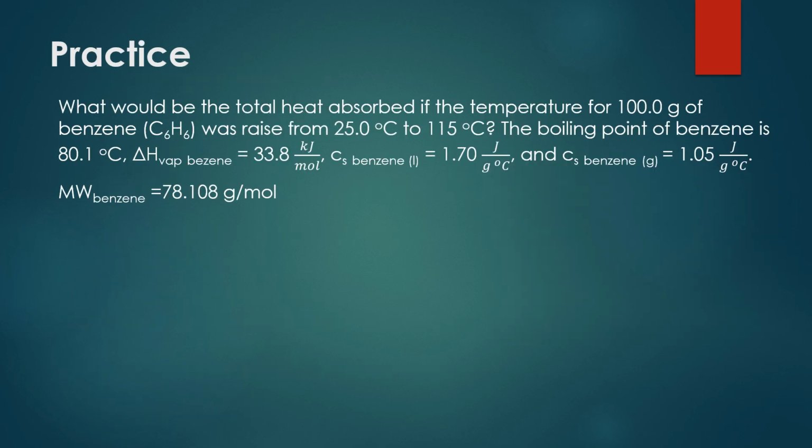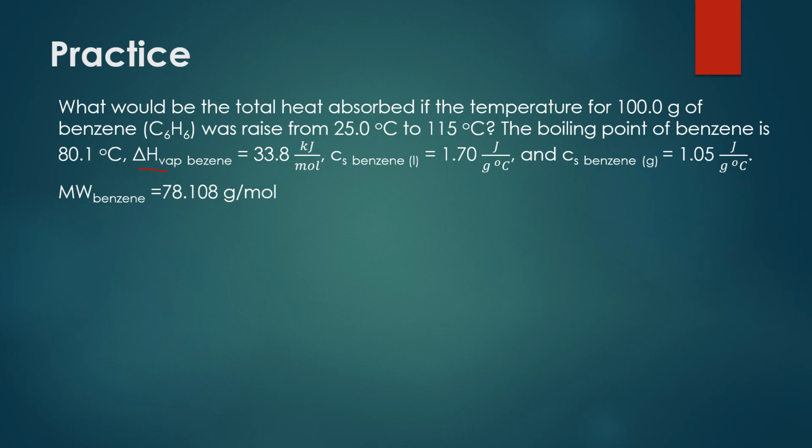Let's do a practice problem and apply some of these concepts that we saw on the previous slide. So in this question, it says, what would be the total heat absorbed if the temperature for 100 grams of benzene was raised from 25 degrees Celsius to 115 degrees Celsius. It gives us the boiling point of benzene. It gives us the change in enthalpy of vaporization of benzene. So that means this would be going from a liquid to a gas phase, since it's vaporization.